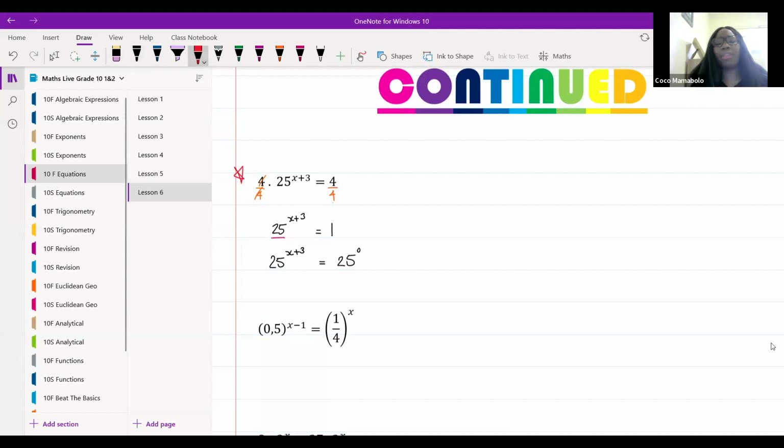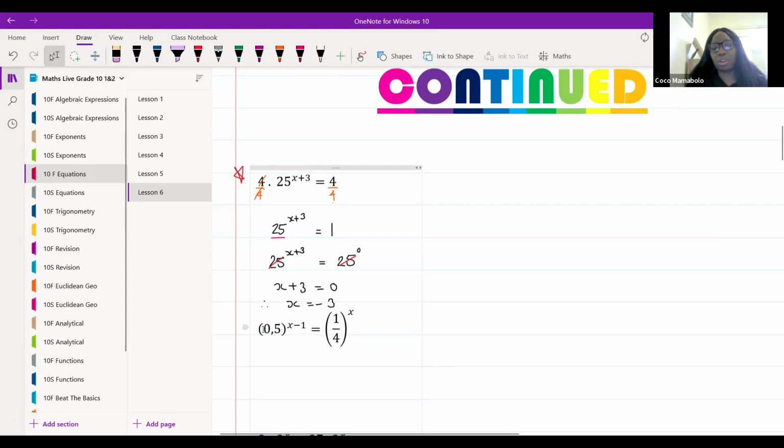Good. And now that I have the same base on both sides, I can drop those. And I now have x plus 3 is equal to 0. Therefore, x is equal to -3. All right. And that's the answer we're looking for in this one. I want you guys to have a look at the next one that we have.